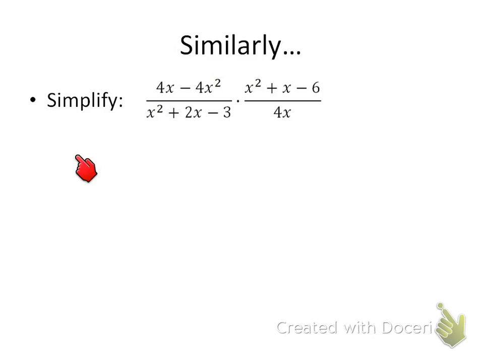We will be simplifying 4x minus 4x squared over the quantity x squared plus 2x minus 3, times x squared plus x minus 6 all over 4x. So the first thing I'm going to notice is what the operations are in the problem. I just have multiplication, so I don't have to change, flip, anything. I keep it as the fractions that I see.